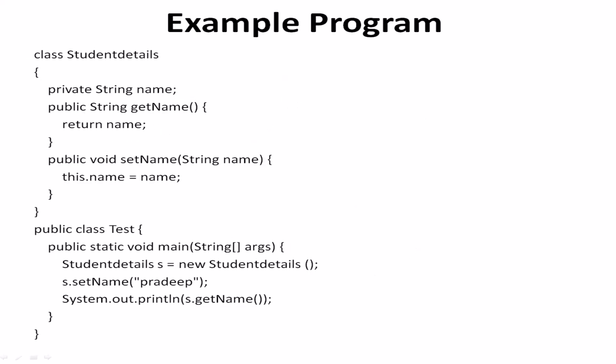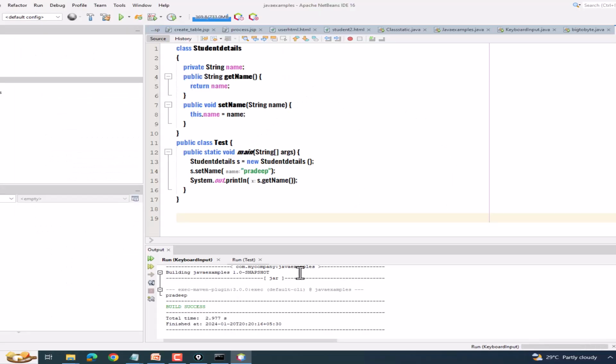Let us compile this program and see. Now it has shown the output. Pradeep is the output, even though you have declared the string name as private. By using the setter and getter methods, you can access the particular data members and methods.